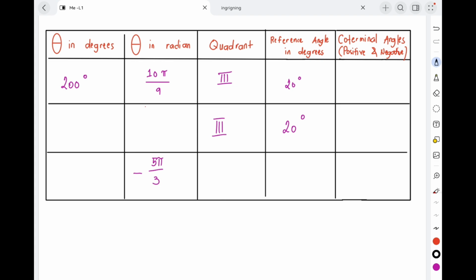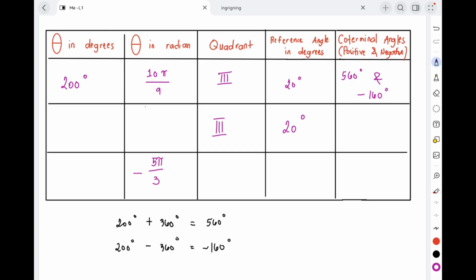Alright, for the co-terminal, we are given 200 degrees. So we just need to add 360 degrees, and subtract 360 degrees from 200 degrees to get the positive and negative values of the co-terminal. So 200 degrees plus 360 degrees is a 560 degree angle. And as for the negative co-terminal angle, that is negative 160 degrees. So the co-terminal angles are 560 degrees and negative 160 degrees. That's it for the first row.